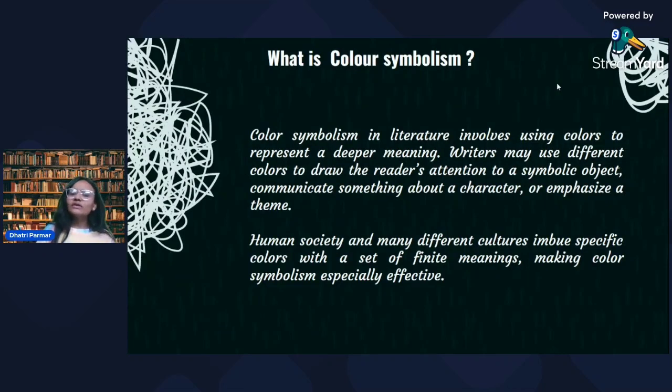First, let us see what color symbolism is. Color symbolism in literature includes using colors to represent a deeper meaning. Writers may use different colors to draw a reader's attention, and symbolic objects to communicate something about the character or the place or the situation. Basically, colors in human society and many different cultures carry specific meanings, and this gives a very effective device in the poem.